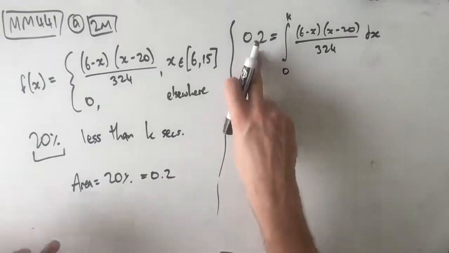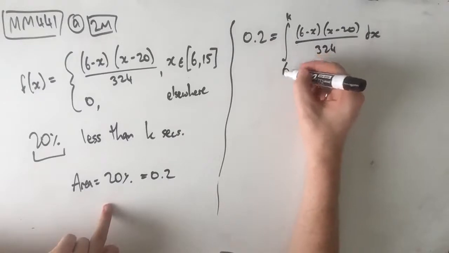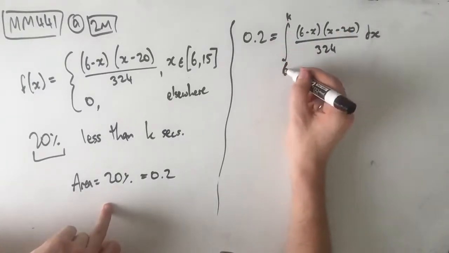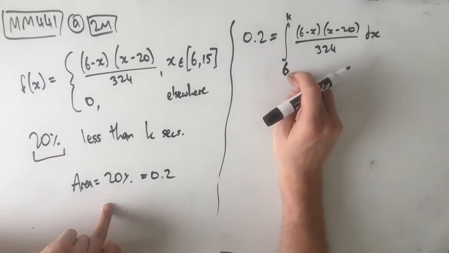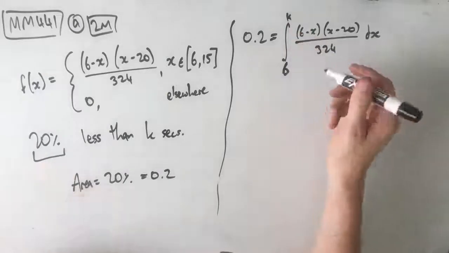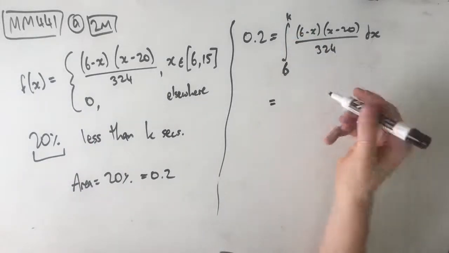So we're saying that the area between 0 and k, my bad, between 6 and k, is our lower and upper. So our lower is 6, and we're trying to find the area from 6 to k. Now, we can simply just evaluate this.